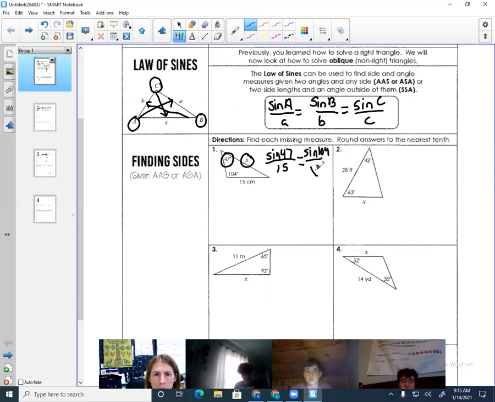All right, basically all you guys are gonna do is go ahead and cross multiply, and I will do up here too to make sure you guys have it. All right, so I have x sine 47 equals 15 sine of 104. All right, and to get x by itself, what do we need to do to get rid of the sine of 47? Divide by sine 47. Yep, you guys got it.